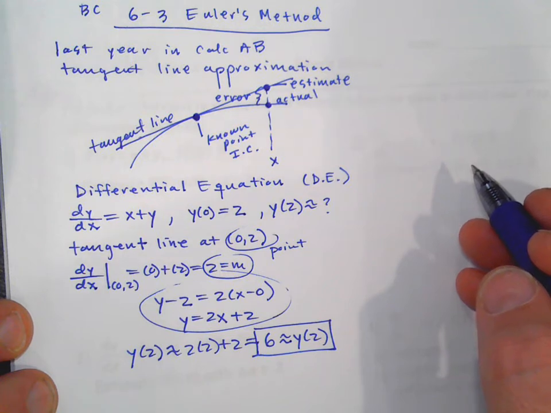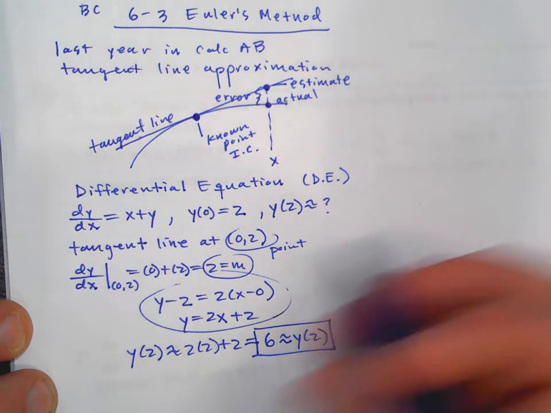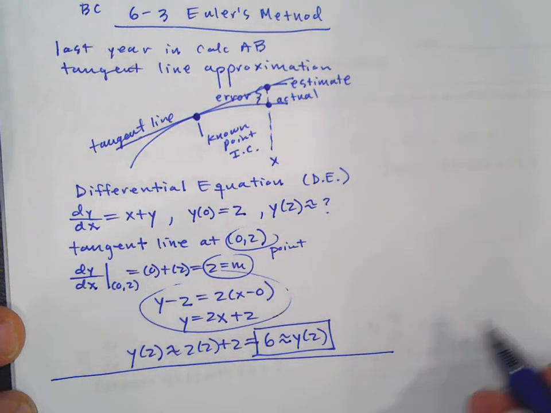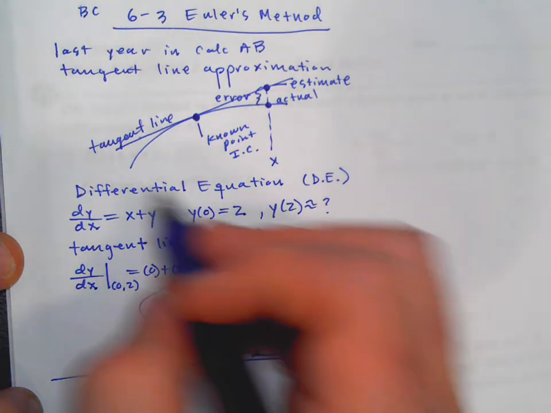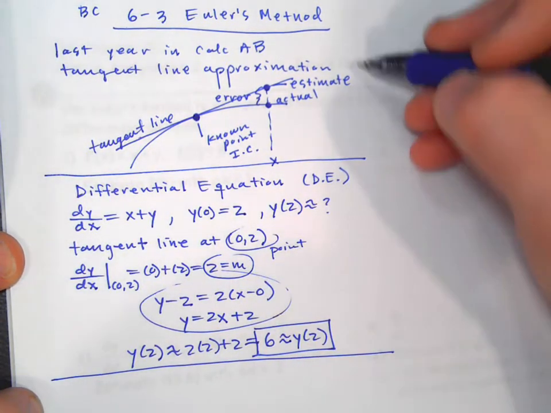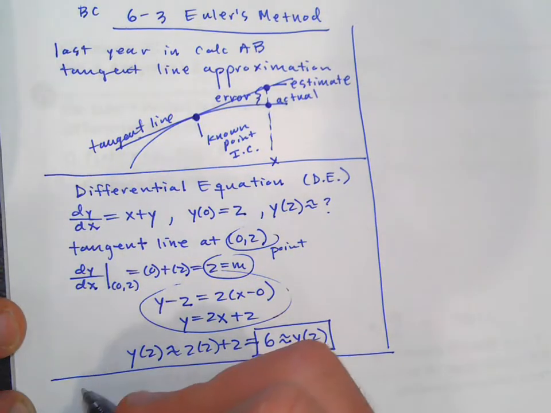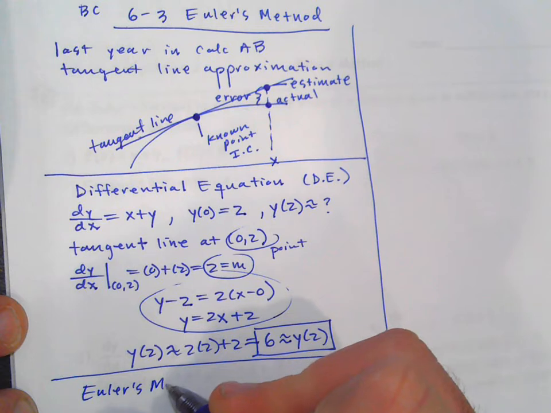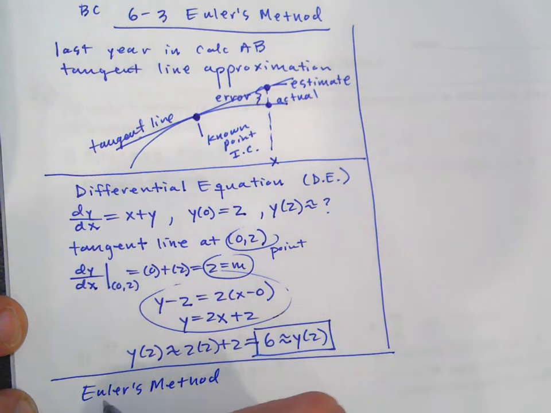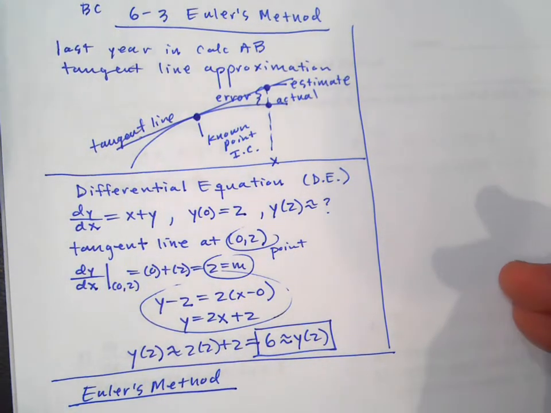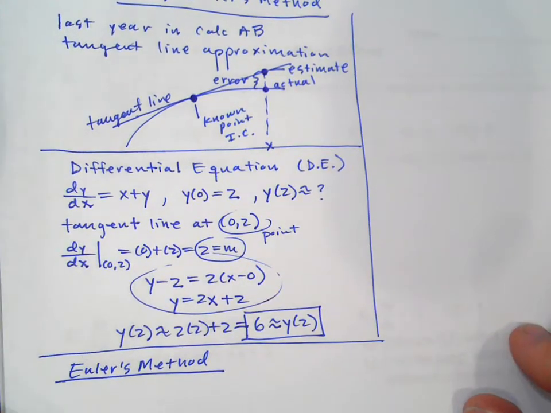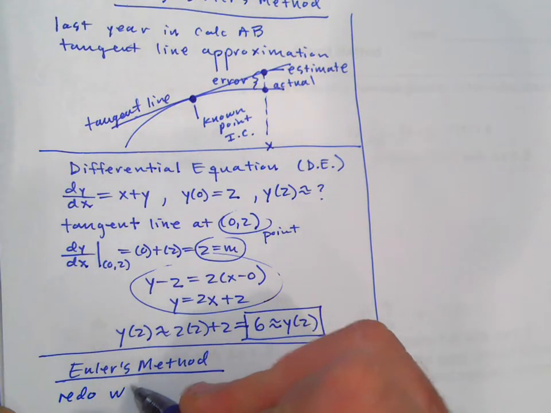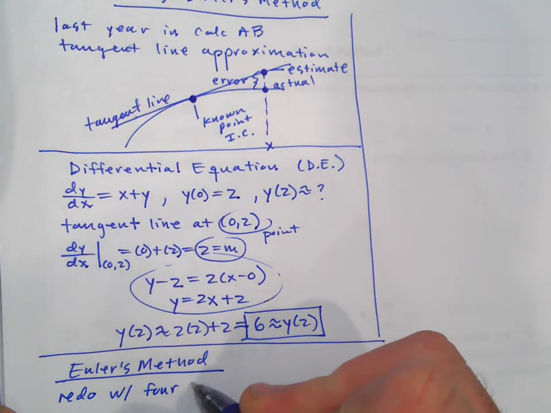And now, okay, we're going to take this one more step. We're going to do something called Euler's method. And Euler's method is really just a repeated use of the tangent line approximation. It's kind of based off that idea. And here, let's see, we're going to redo this, but with 4 steps.